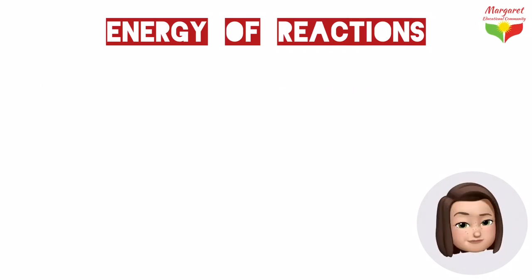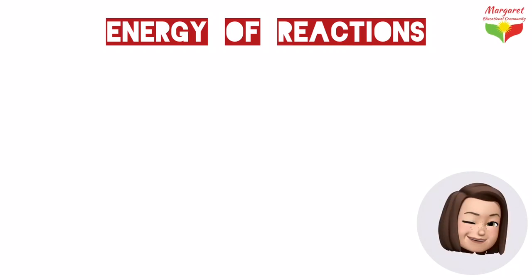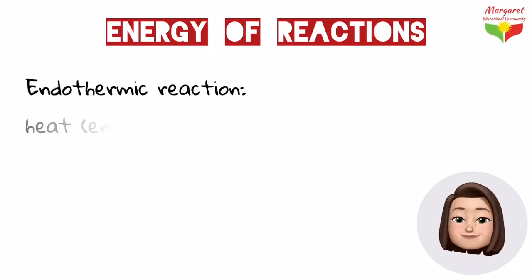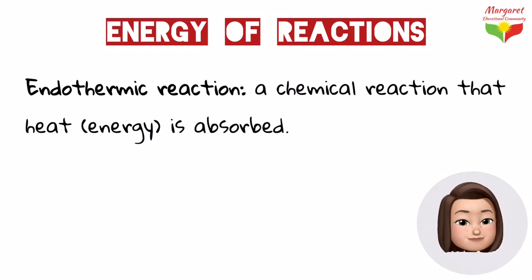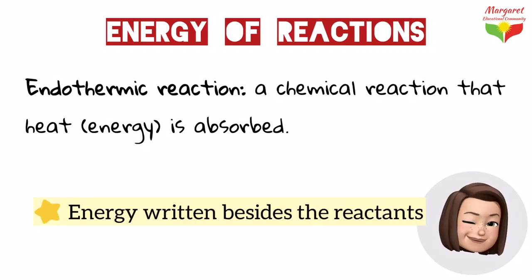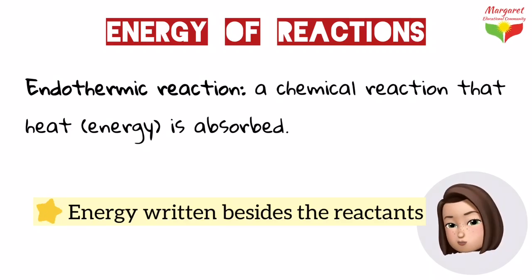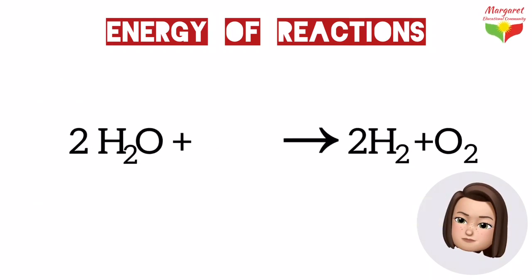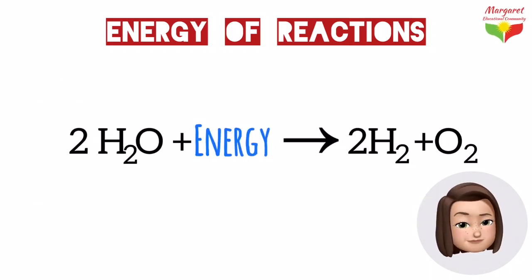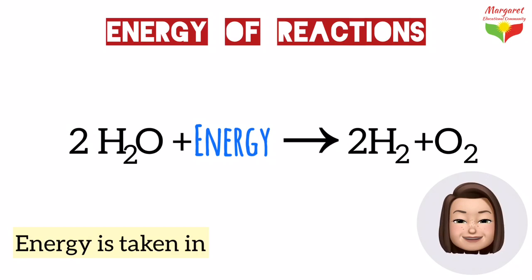In reverse, if energy is absorbed or used, this reaction is called an endothermic reaction. It is the reaction in which energy is taken in. To show this in an equation, you have to write energy in the reactant section. For example, in this one, 2H2O plus energy, which means energy is taken in or used to form 2H2 plus O2.